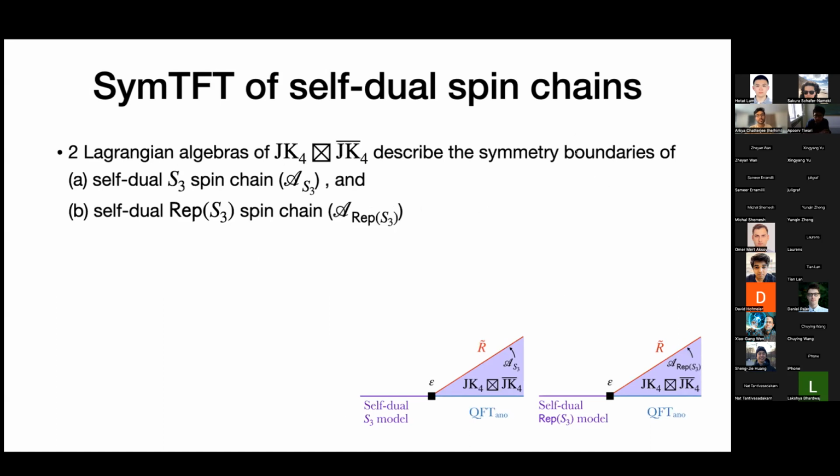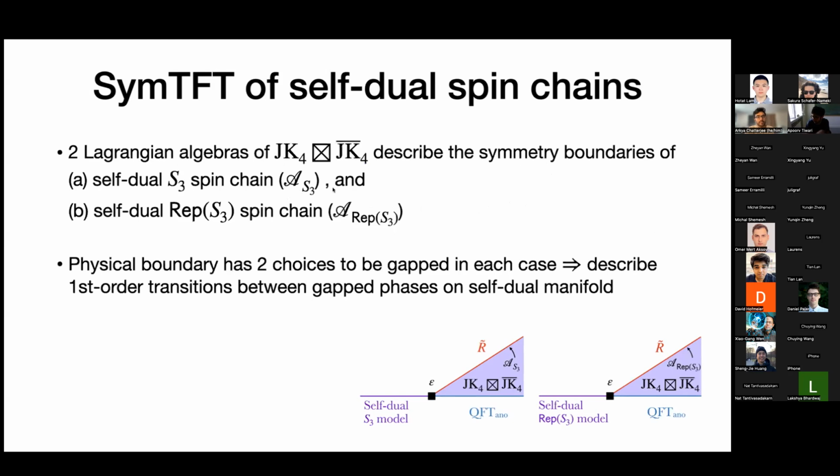So this is only on the vertical line in my phase diagrams, if you remember from half an hour ago, maybe. So on that vertical line, the only gapped phases are the first order transitions that you can have between the different S3 SSB phases. It's only on that one line where you have the self-duality.